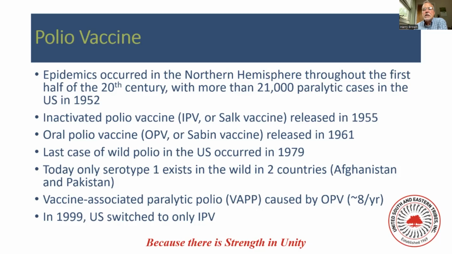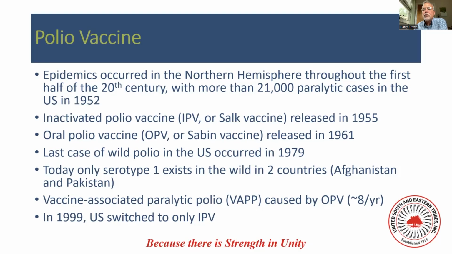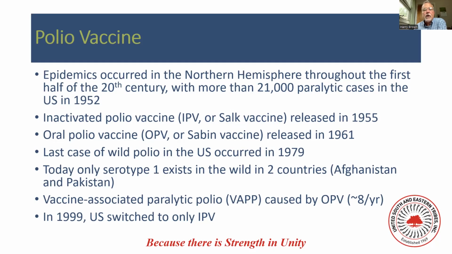And then in 1961, there was actually an oral vaccine developed by Dr. Sabin. And the oral vaccine was actually a better vaccine because it gave you gastrointestinal immunity. So for several decades, we pretty much used oral polio vaccine. But the last case of wild polio occurred in 1979 in the United States. And as I mentioned before, today only serotype 1 exists because of extensive worldwide vaccine efforts.